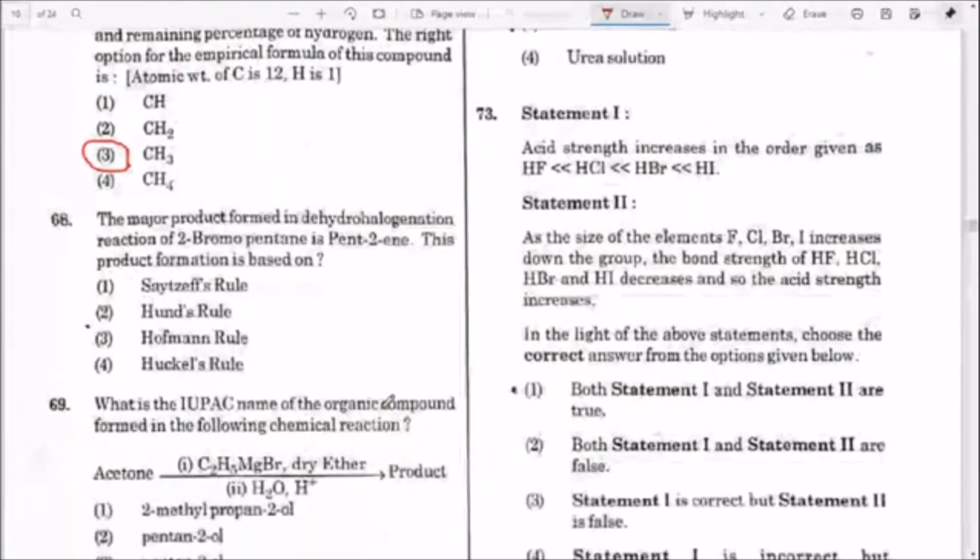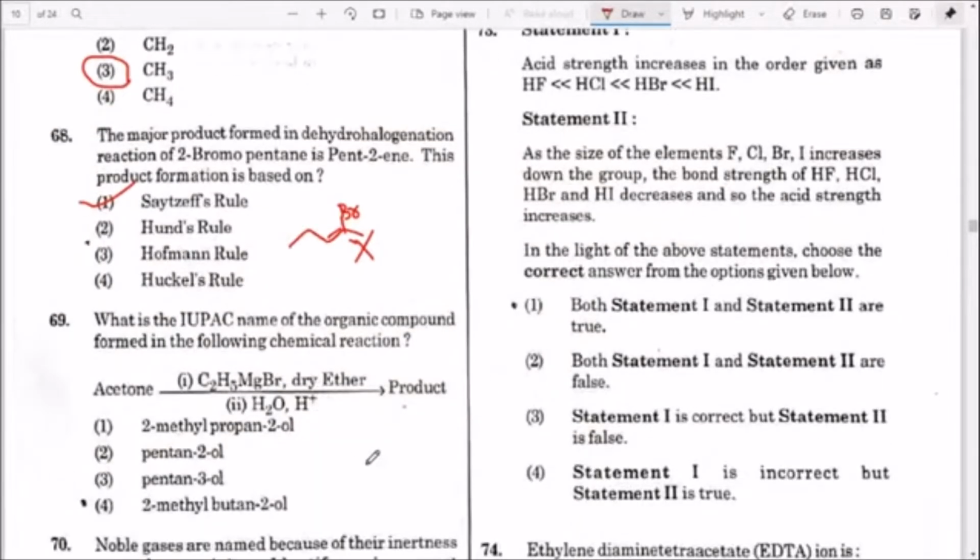Next, question number 68. The major product formed in dehydrohalogenation reaction of 2-bromopentane is pent-2-ene. This product formation is based on Saytzeff rule or Hofmann rule. Saytzeff product, students. So during the elimination, Saytzeff product is going to be major. So we are going to get pent-2-ene, not this side, not this side. So this elimination sequence is explained by Saytzeff rule.